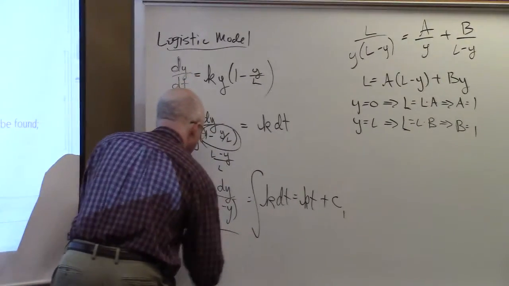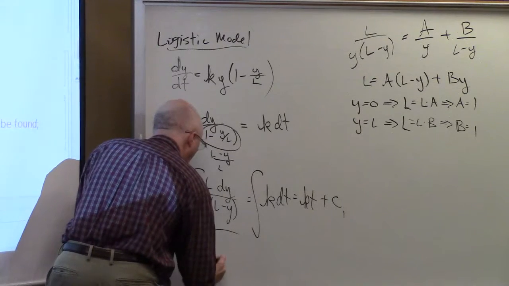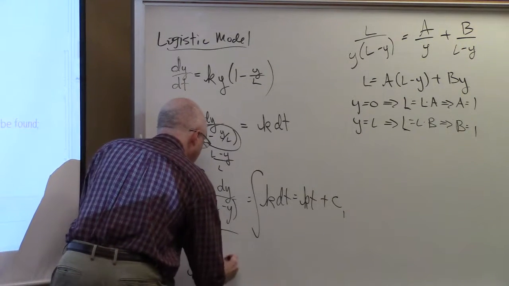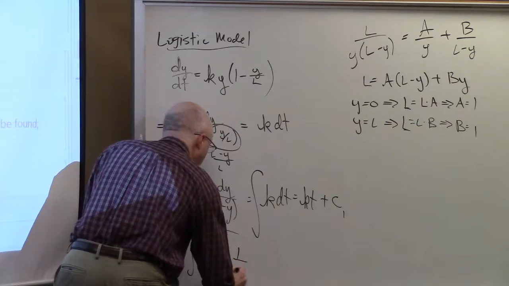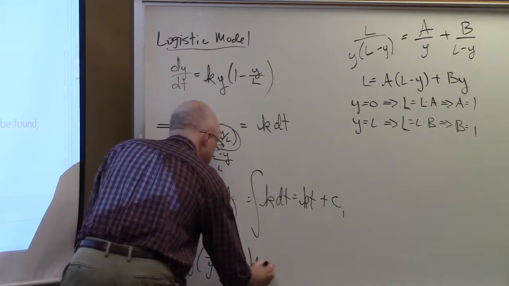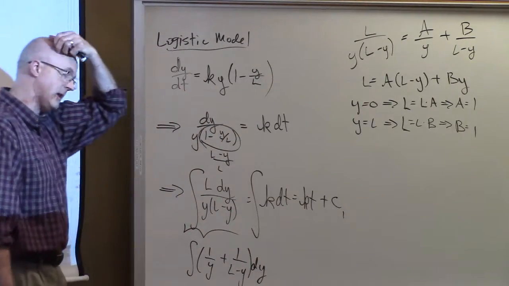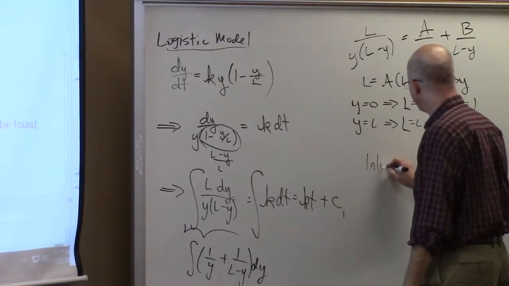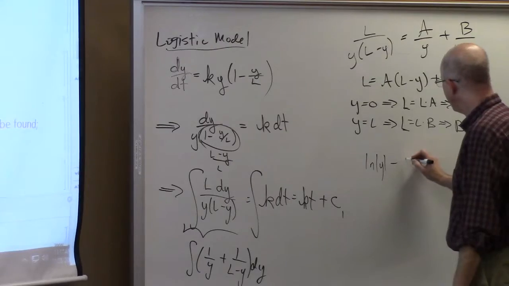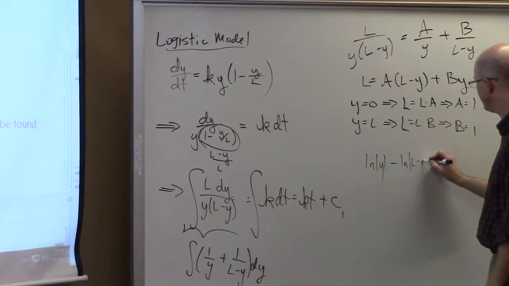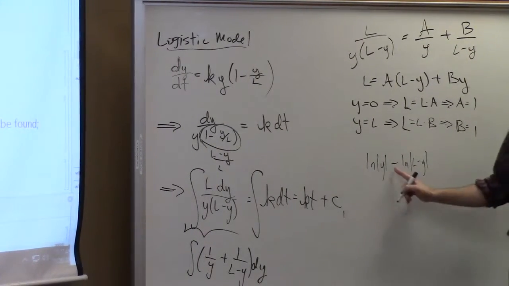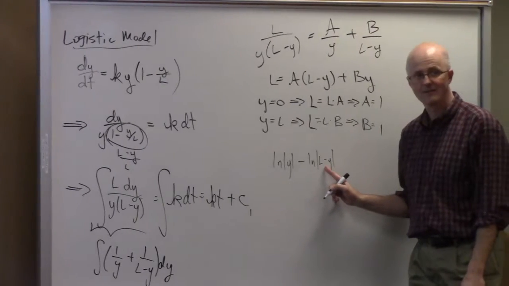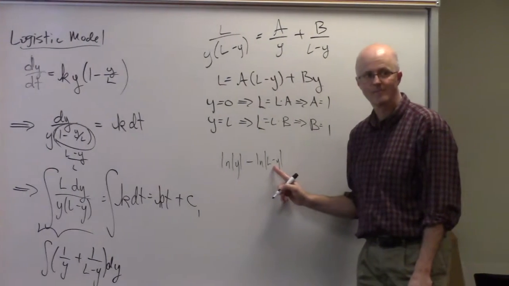So this thing becomes the integral of 1 over y plus 1 over L minus y. You're going to get logarithms involved. You're going to get the natural log of the absolute value of y minus the natural log of the absolute value of L minus y. Minus sign there because of the minus sign there. We've done that before.